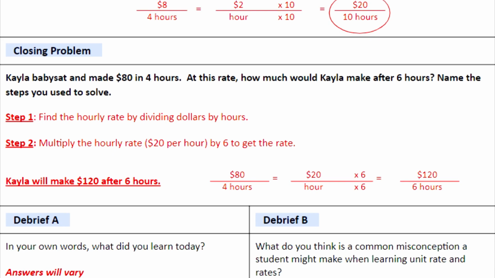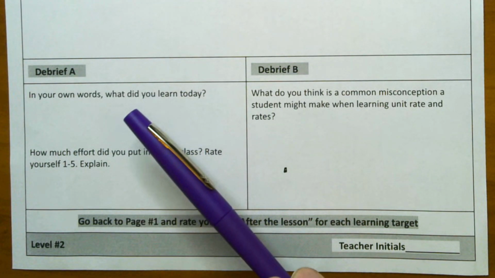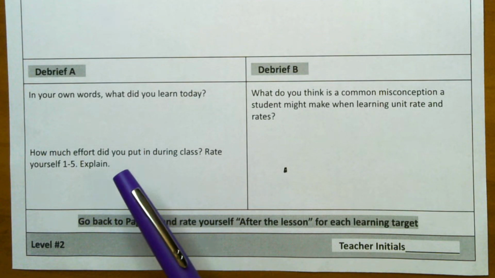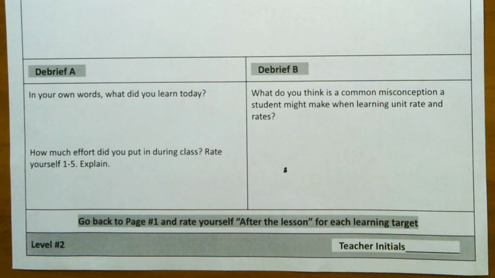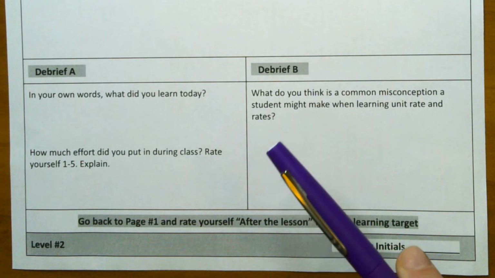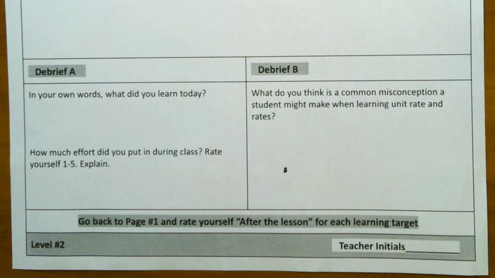Once you have this down, we're going to close out by answering our debrief problems. Our 3 debrief questions are, in your own words, what did you learn today? How much effort did you put in during class? Rate yourself 1 through 5, 1 being the lowest, 5 being the highest. Explain. And then what do you think is a common misconception or a common mistake a student might make when learning unit rate or learning rates?